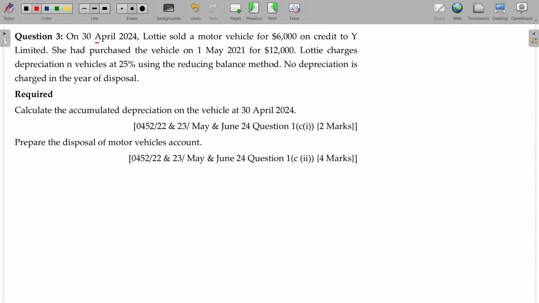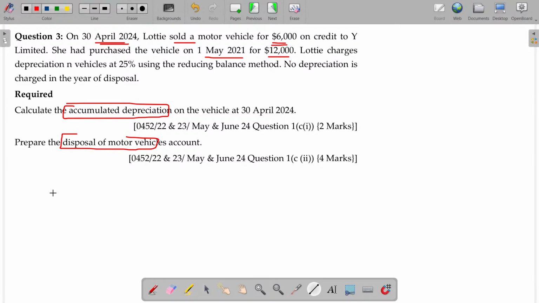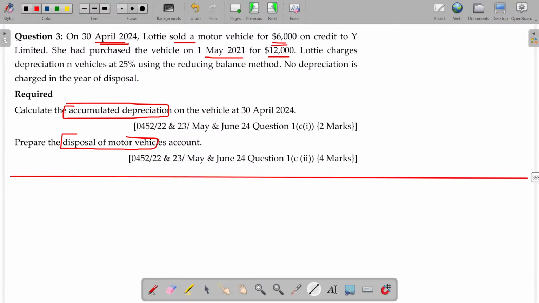On 30th April 2024, Lottie sold a motor vehicle for $6,000 on credit to Y Limited. She had purchased the vehicle on 1st May 21 for this much. So what's the requirement? Calculate accumulated depreciation. It's a working note. And prepare disposal of motor vehicles. Very simple illustration. Let me finish up this a bit faster. There will not be any confusions.